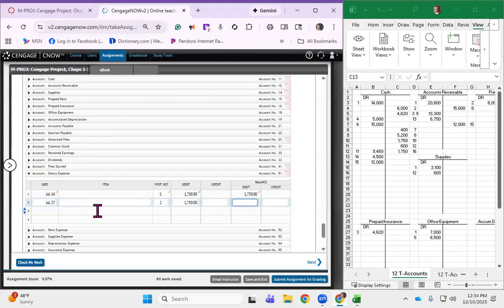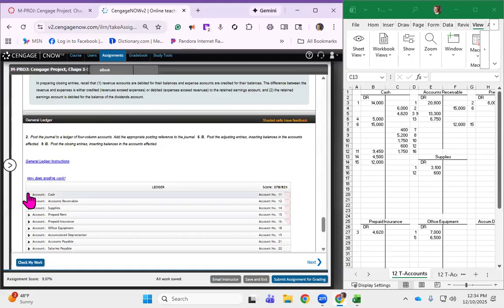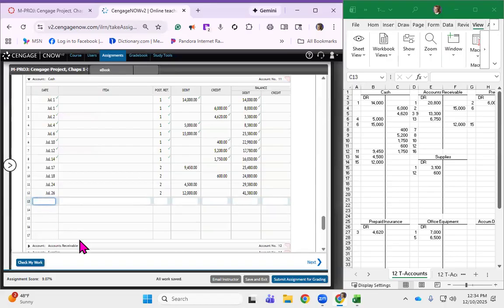Now we have $1,750 in there twice. So it should be $3,500 in the balance of salary expense, $3,500. Close salary expense, go to cash. This should be on line 13, July 27th, page 2 of the journal, right? And we're paying, so we're going to make cash go down. So we take the running total that we have there and subtract 1,750.